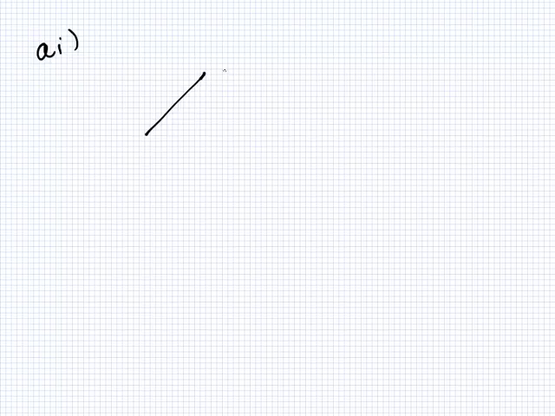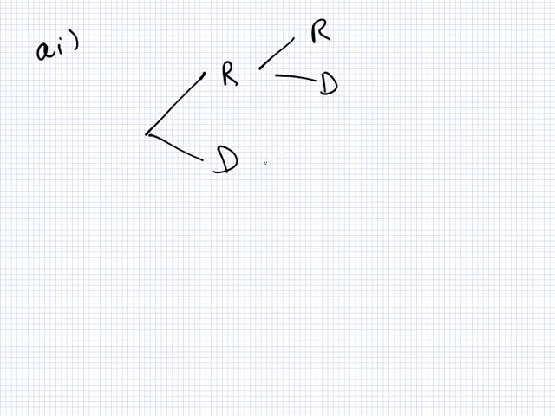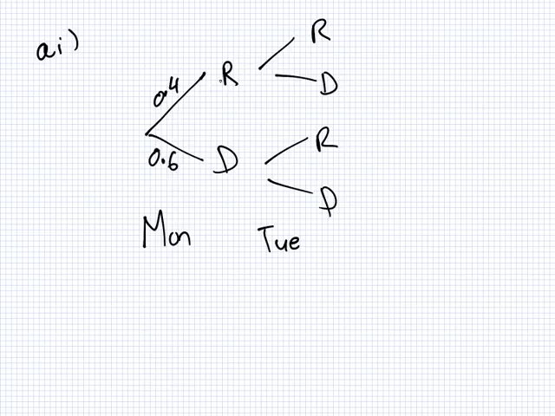And then it's either raining or it's dry. And then on Tuesday, either rain, dry, rain, dry. This is Monday. This is Tuesday. This is 0.4. This is 0.6. If it rains on Monday, then the probability it rains on Tuesday is 0.3, 0.7. And then this here is 0.8, and this is 0.2.